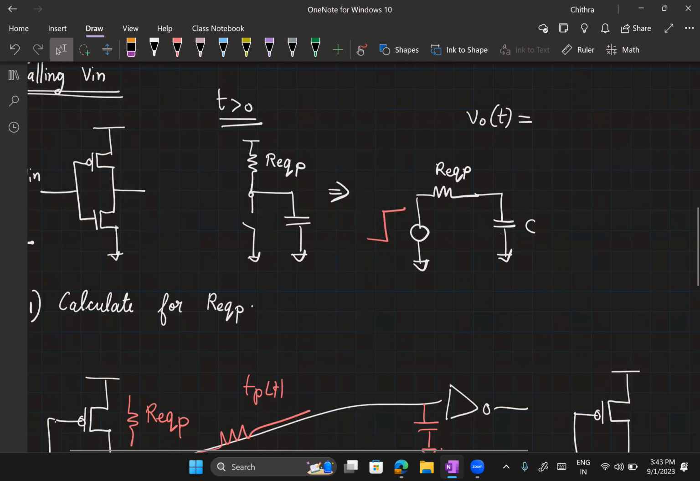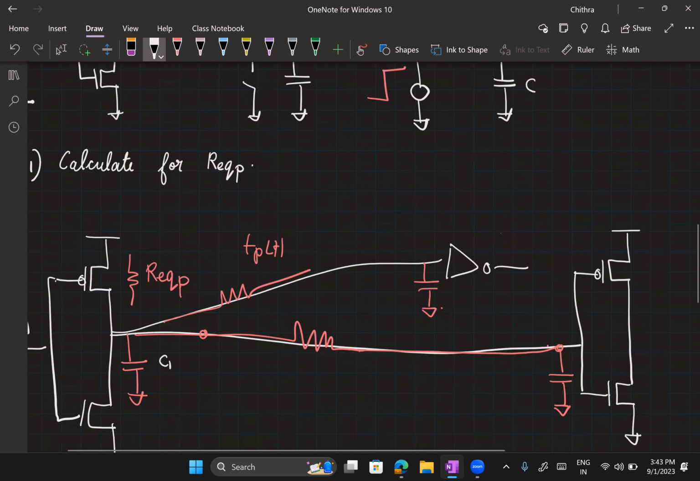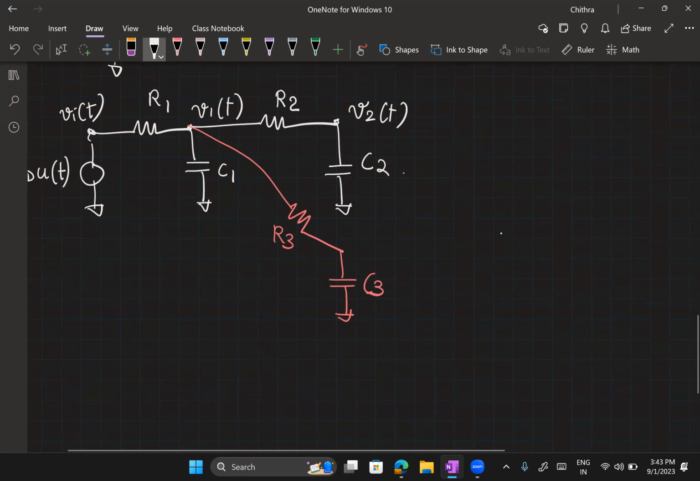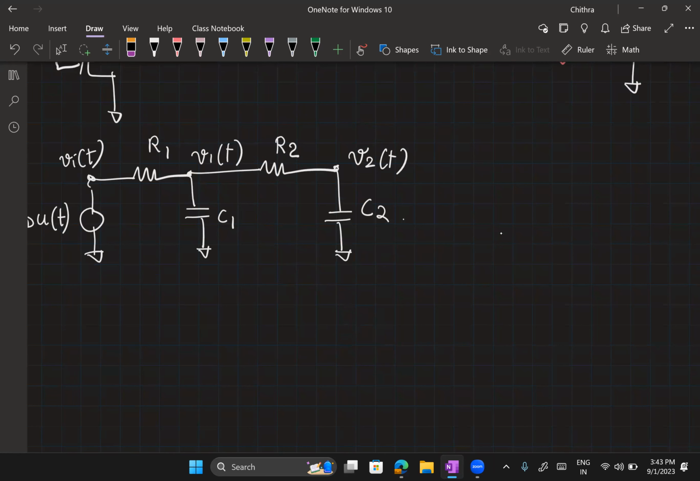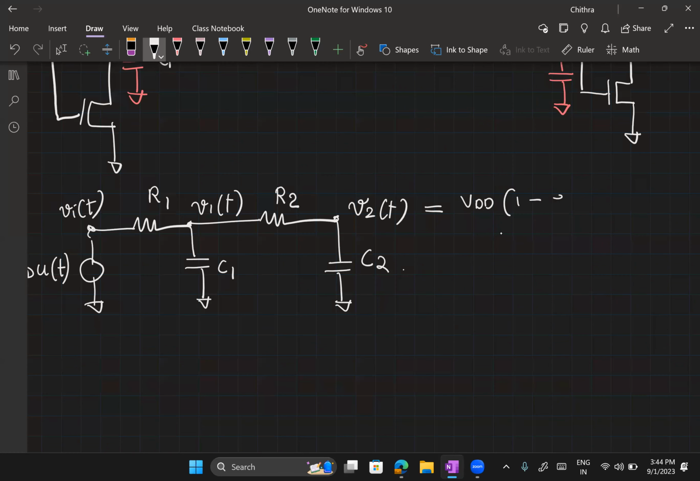What would be the behavior? So I apply a step input. How can I write an expression for V0 of t? This will be equal to VDD into 1 minus e power minus t by tau. Right? So we are going to say that even in this circuit, for now, let me remove R3 and C3. We are going to say that I will model my V2 of t as some VDD into 1 minus e power minus t by tau.